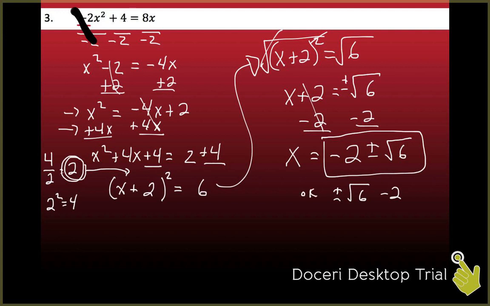The most important thing is knowing that you want to take half of b and then square it to figure out what you add on to both sides. We'll do some practice with this tomorrow. It's not super complicated, but it can be a little tricky at times. So we are going to do some more practice.